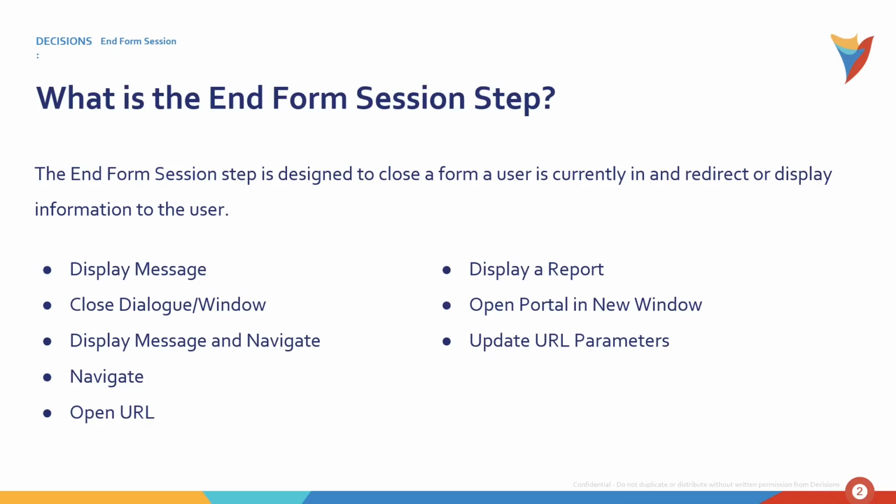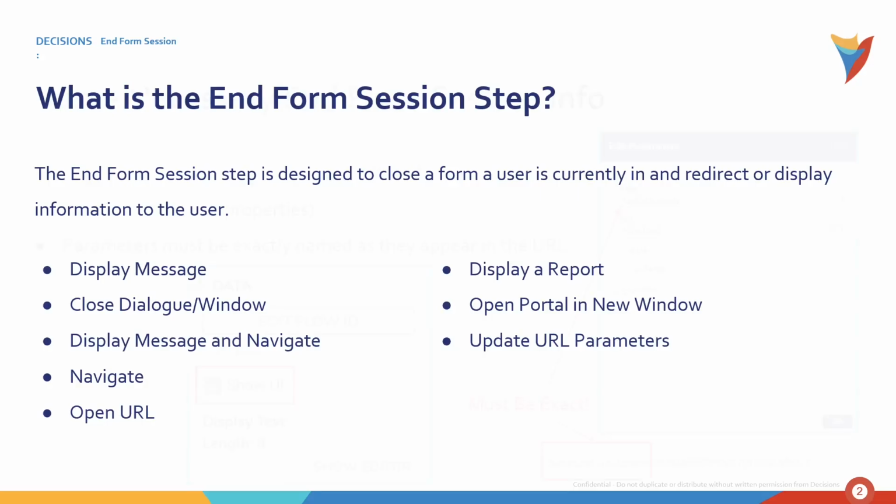You can have it display a message. You can have it display a message and navigate. You can have it close a dialog or window. You can have it purely navigate. You can have it open a URL, display a report, open the decisions portal in a new window, or update URL parameters. So we are going to be going over 7 out of 8 of these functionalities of this step.